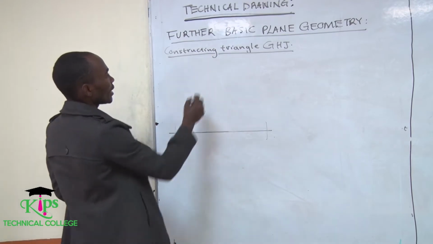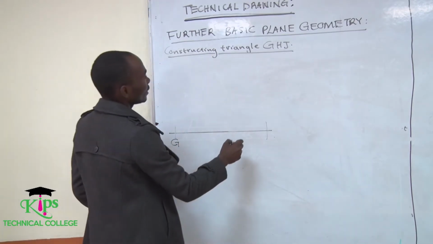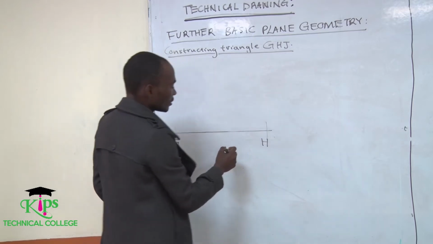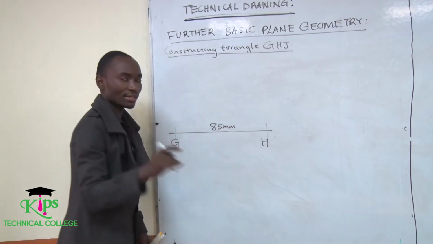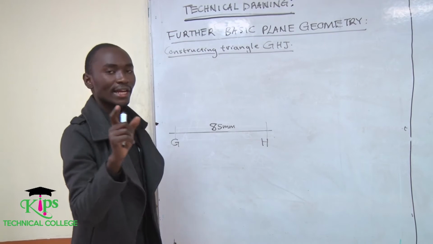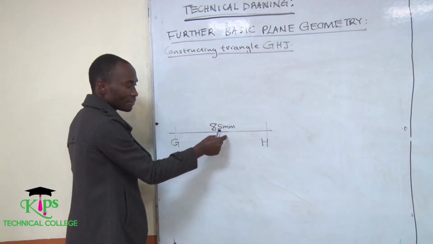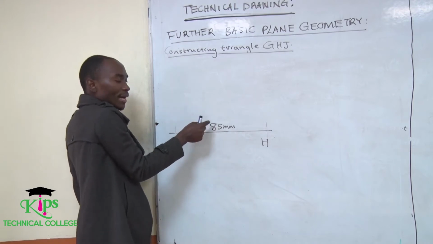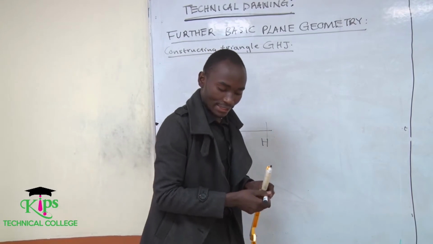Let me call this one G. Then I call this one H. This is 85 millimeters. And all the time, ensure that all the dimensions, you just label them on top of that line. Do not label anything below here. Ensure that you label them on top of the line.